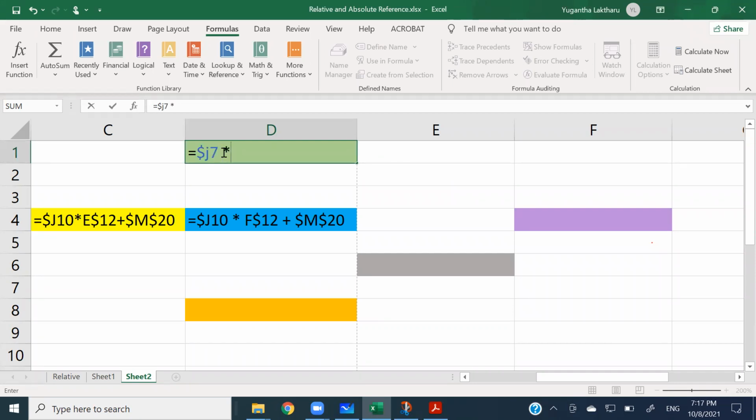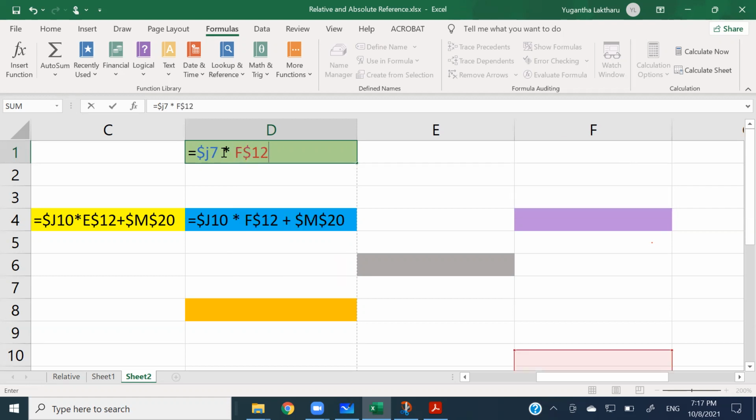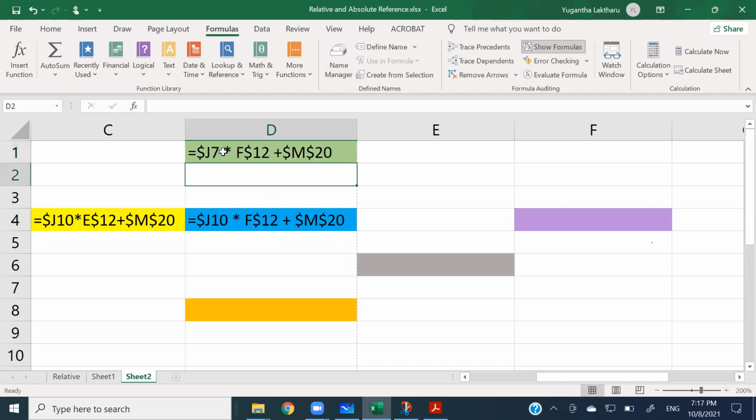Star mark. F is not going to change because we are on the same column. Then the rest of the things is dollar thing. So $12, anyway, it's not going to change. Plus $M, $20. Is it going to change? It's not. So this is going to be your answer. Right?